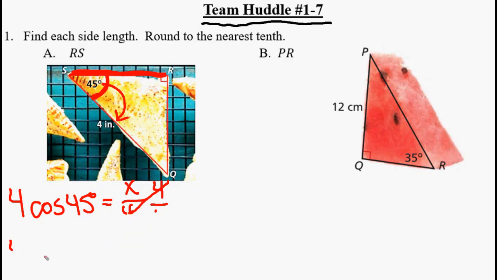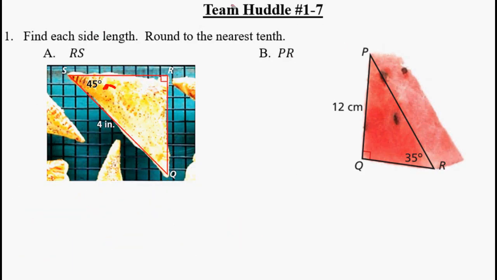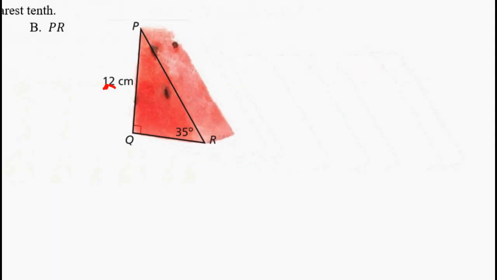Okay, now this other one over here on the right looks like we got a slice of watermelon. Move this over here. We want to find PR. PR looks like the hypotenuse across from the right angle. So from the 35-degree angle's perspective, we have the opposite. We want the hypotenuse. It's about the side you have and the side you want. So opposite and hypotenuse takes us to sine.